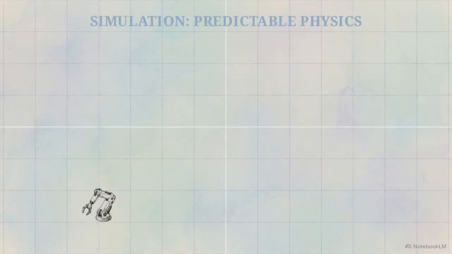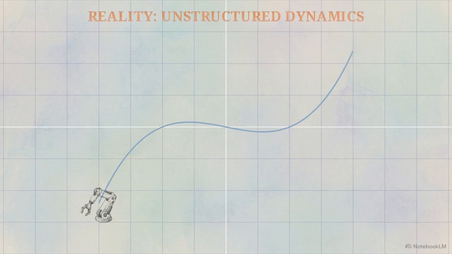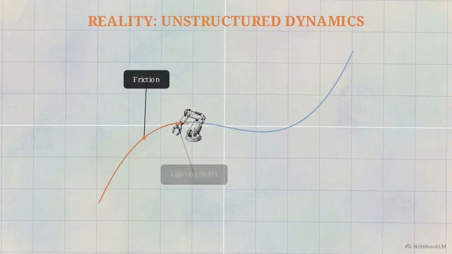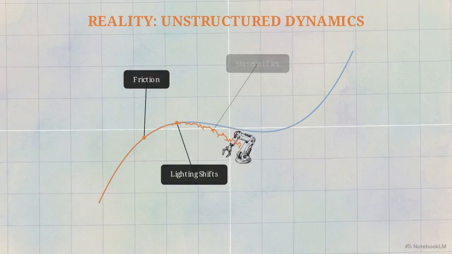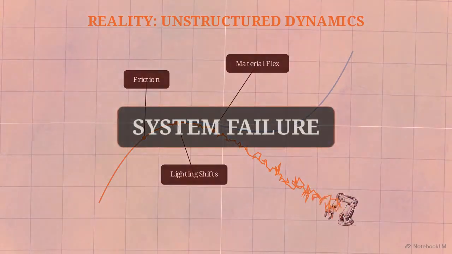Most robotic policies are trained in digital simulations, where physics are predictable. But when deployed into the real world, factors like friction, lighting changes, and material flex create the sim-to-real gap, causing digital logic to fail against physical reality.